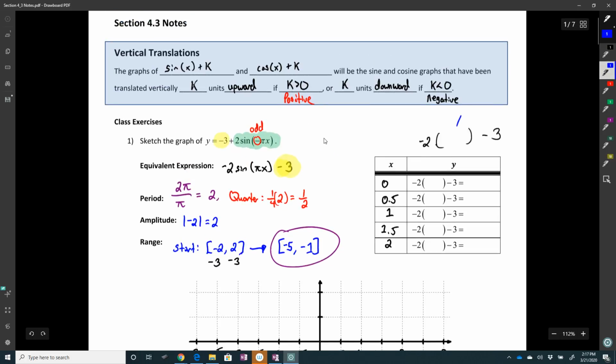Now the y values for sine go here. And again, if you're thinking of a sine wave, that starts there, goes like that. So it's 0, 1, 0, -1, 0. And so doing that, we can get -3. -2 minus 3 is -5, -3. Then we get 2 minus 3, -1, and then back again to -3. So I can plot those points.